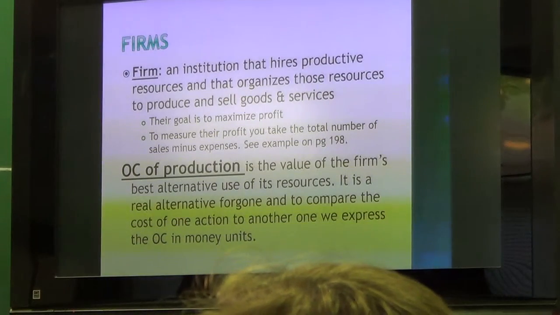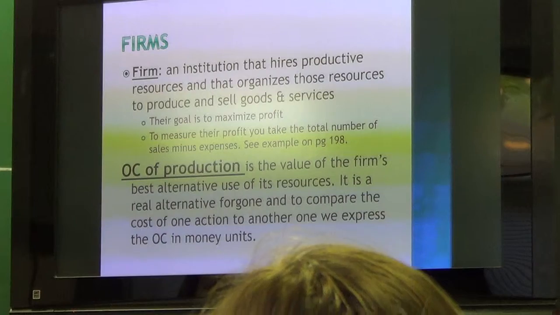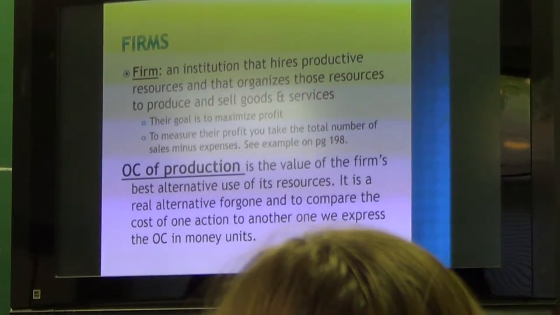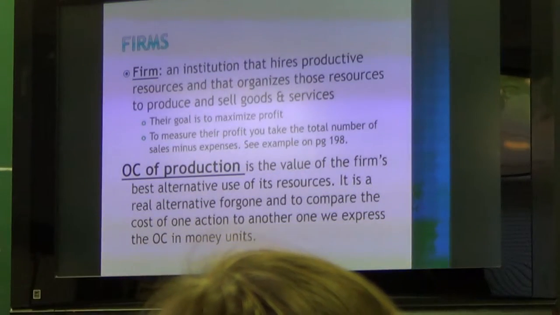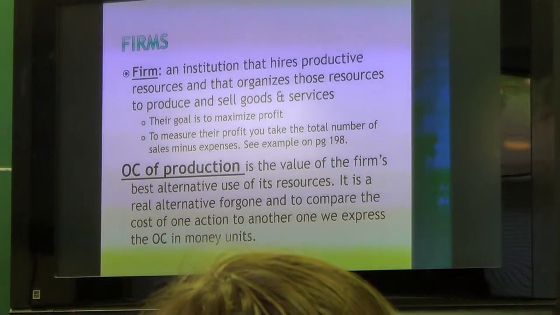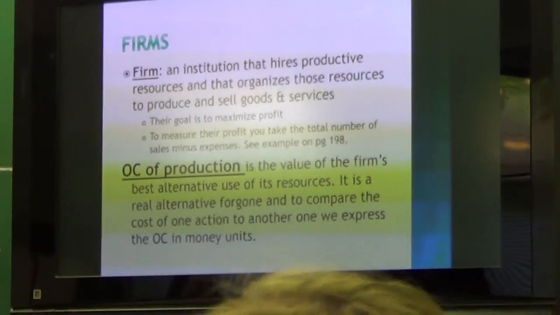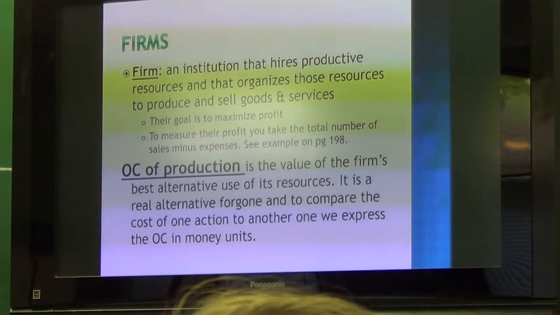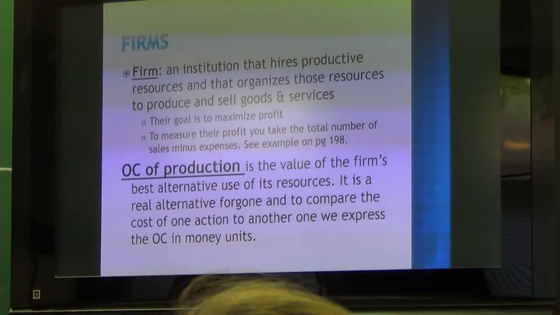So we just measured their profit, and then firms also have an opportunity cost of production. So back up at the TV monitor, the opportunity cost of production is the value of the firm's best alternative use of its resources. So it's a real alternative foregone, and to compare the cost of one action to another, we express it in the opportunity costs in money units.